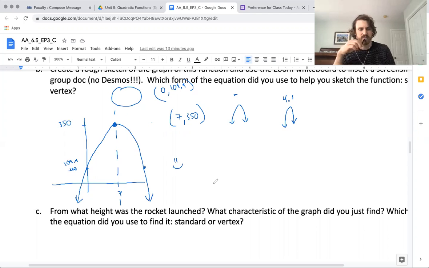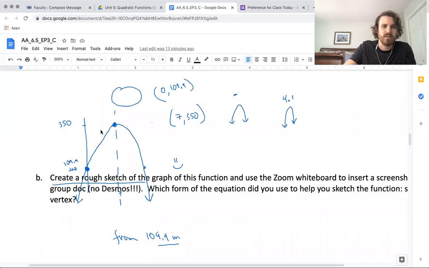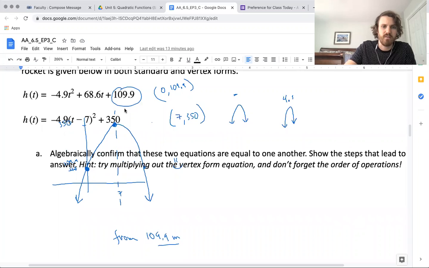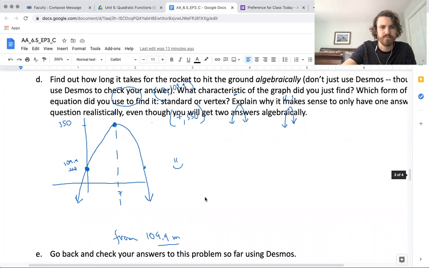See, it says from what height was the rocket launched? What characteristic of the graph did you just find? Which equation did you use to find it? Well, launched would be at time 0. So that's right here. That's the y-intercept, right? And so it would be from 109.9 meters. And I would definitely use standard form to find that, because if we scroll up again, you can see that standard form, like I circled there, 109.9. It's easy to plug in 0 for time. These first two disappear and you just end up with 109.9 meters. Could do it with the other one, but easier with this one.